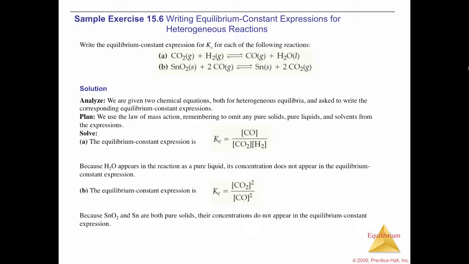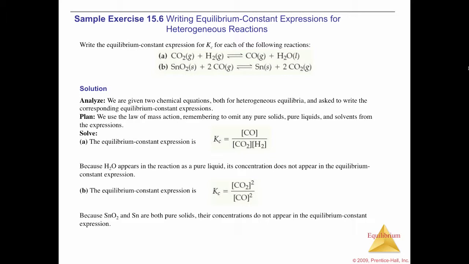If we look at the first reaction, carbon dioxide is a gas, hydrogen is a gas, carbon monoxide is a gas, and H2O is a pure liquid that needs to be omitted from the equilibrium constant expression. So our expression is then just the concentration of carbon monoxide over the concentration of carbon dioxide times the concentration of hydrogen.